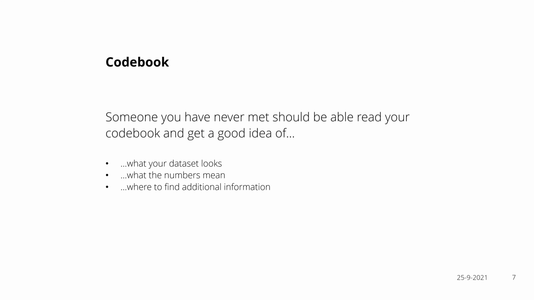A codebook is basically an overview of all your data collection procedures and variables that summarizes the resulting data set. This means that the most important information on your data is stored in one place and can be easily shared. Codebooks are very useful for future you, but also for current or future collaborators who are interested in using your data for secondary data analysis. So remember that someone you have never met should be able to read your codebook and get a good idea of what your dataset looks like, what the numbers in it mean, and where to find additional information.